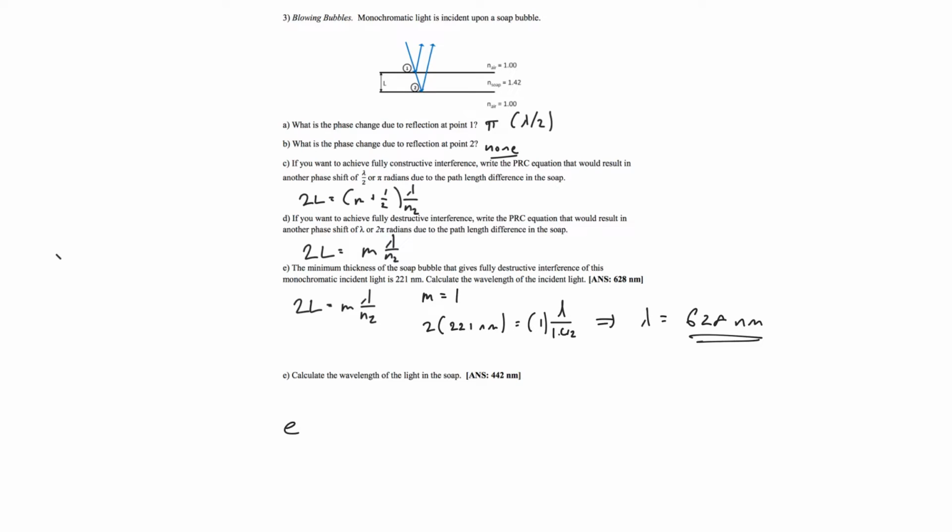And then part E, again, the wavelength in N2 is the wavelength of the light in air, or vacuum, divided by N2. And so that's 628 nanometers divided by 1.42, and that gives us 442 nanometers.